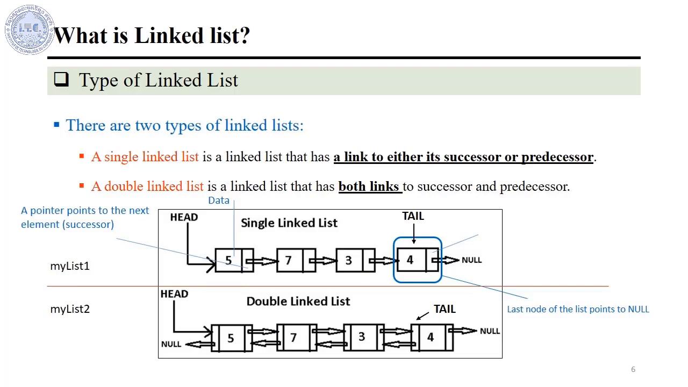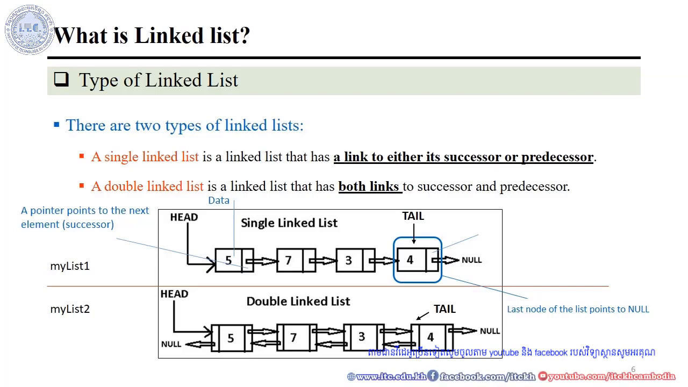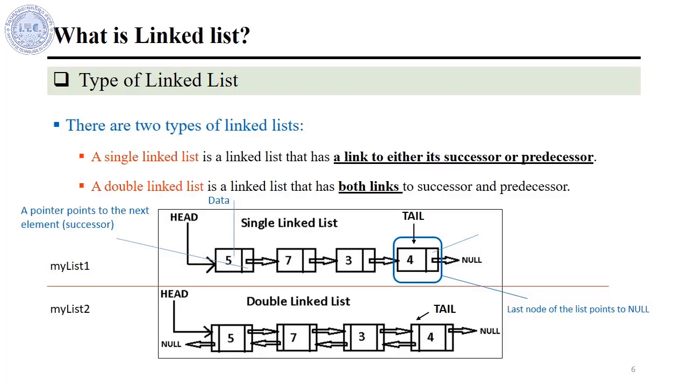So here we will talk about types of linked list. There are two types: single linked list and double linked list. Normally in a single linked list, there is a link which connects one element to another in one direction, either to its successor or predecessor. But in a double linked list, it has links to both the previous and the next elements.